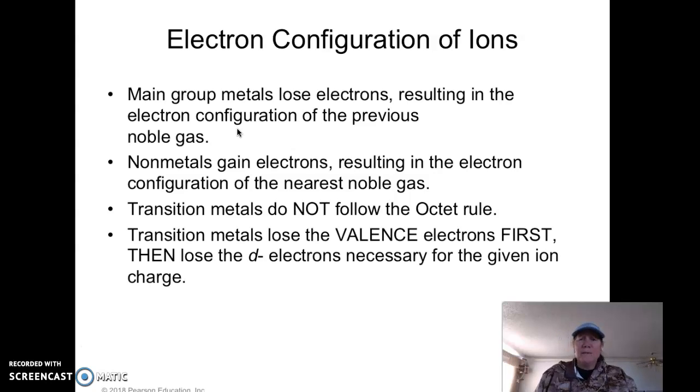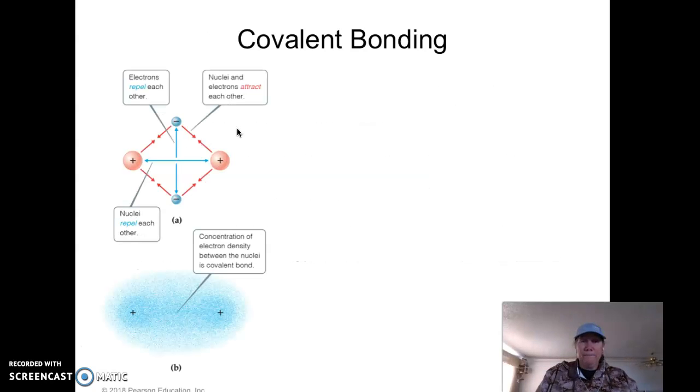Sometimes they lose them first, sometimes there's no pattern involved. Because they can't make up their mind what they're going to do, we're just going to ignore them. We're just going to go with the S, the first 2 groups, and the P's, the last 6. Okay. All right. Now that's ionic bonding.